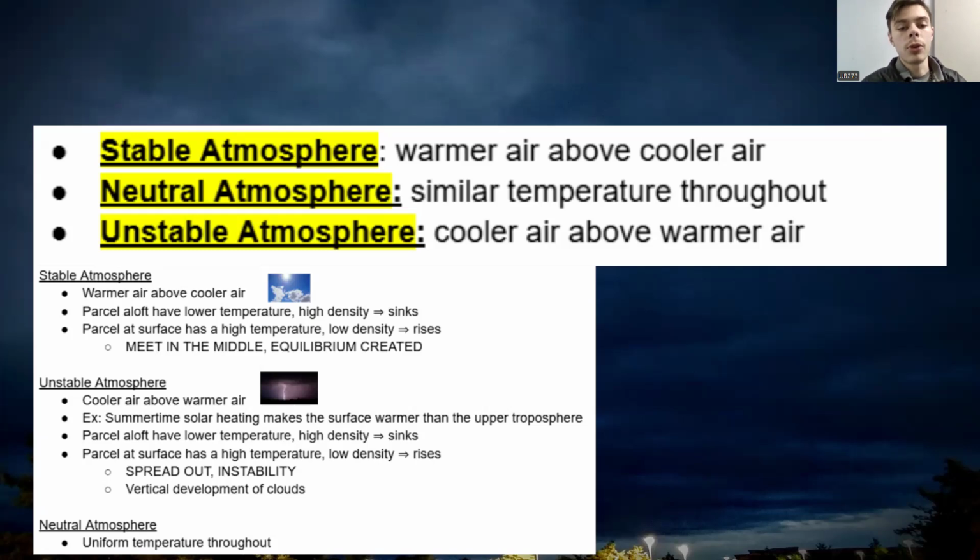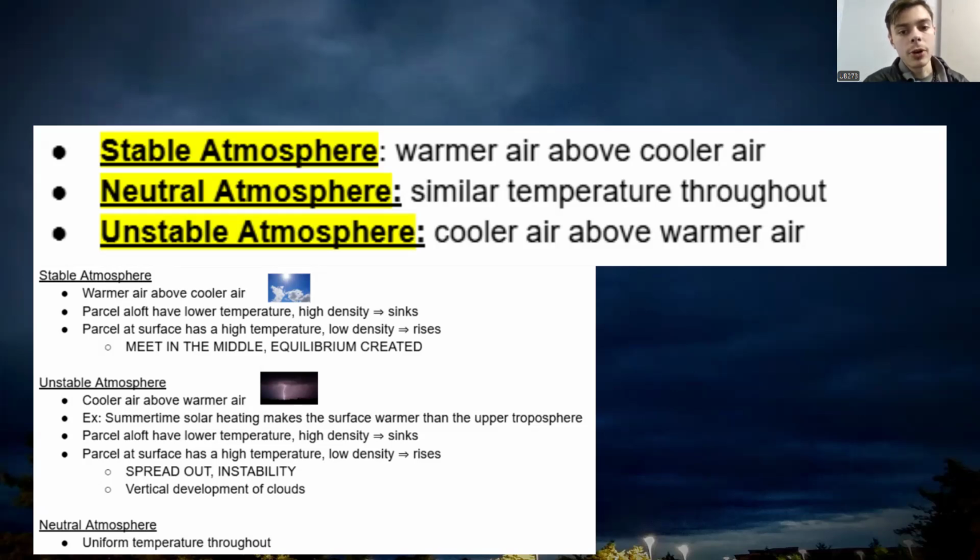In a stable atmosphere, we have warmer air above cooler air. So that kind of makes sense. And the reason why it's stable is that a parcel is always going to rise if it's warmer than its environment. But in a situation where the parcel can't rise, that's stable. So it's going to continue to rise until it gets to the warm air, and then it's cooler than its environment. Then it's just going to sink back down.